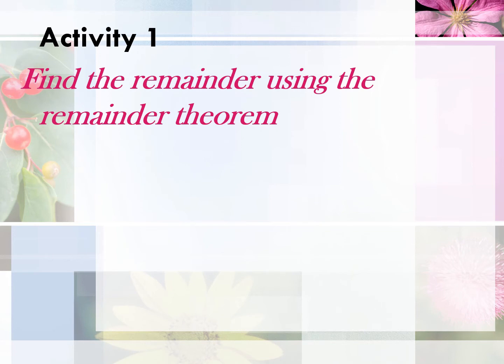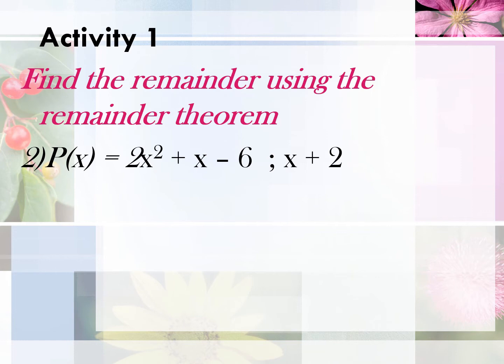Okay, let's have another one. Find the remainder using the remainder theorem of p of x equals 2x squared plus x minus 6, then divided by x plus 2. So, again, ang una nating isosolve is yung value ng c. Ang value ng c natin is equal to negative 2, yung additive inverse ng ating positive 2. So, we can now solve for p of negative 2. And then, palitan natin lahat ng x ng negative 2.